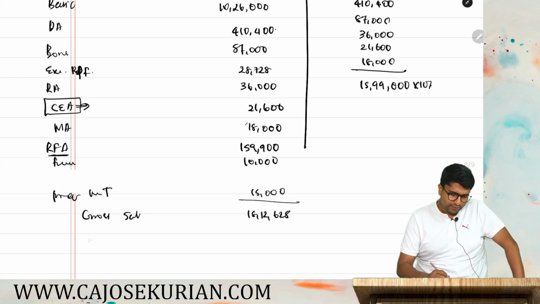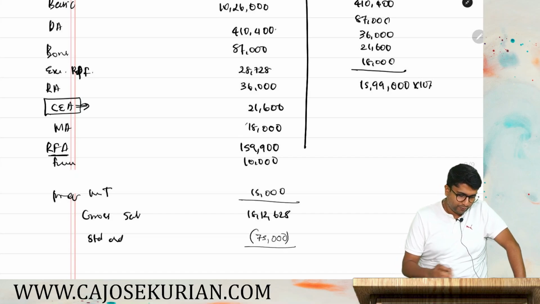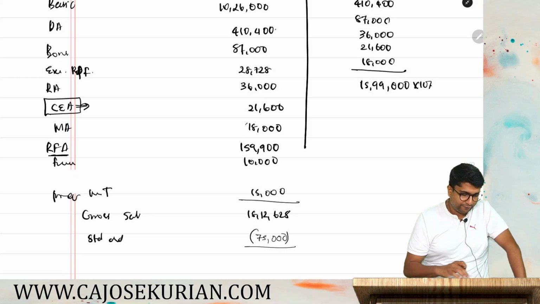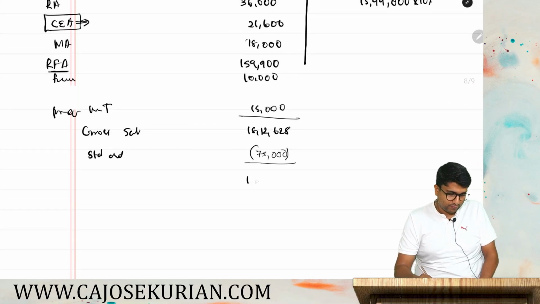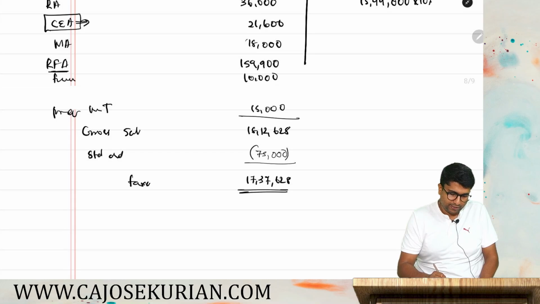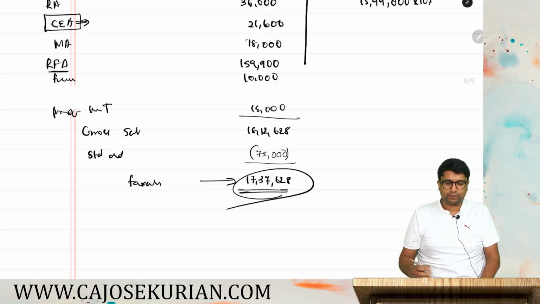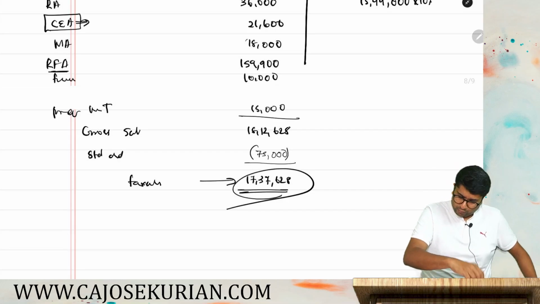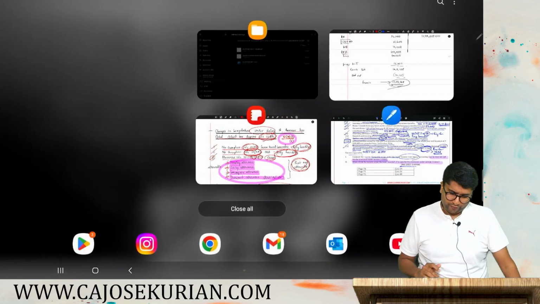Adding these, you can claim standard deduction, 75,000 shall be the standard deduction. So you claim 75,000 as the standard deduction, and how much will be the difference? That is 17,37,628, the taxable income from the head salary. So this is how you have to compute the amount. I hope that question is clear for you. So this is how you have to compute the answer.